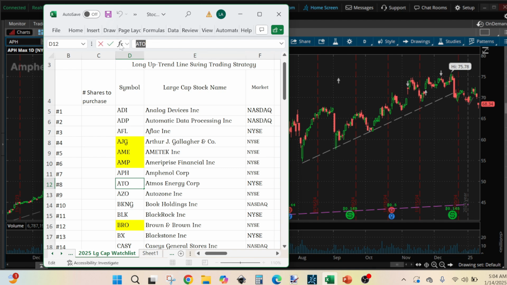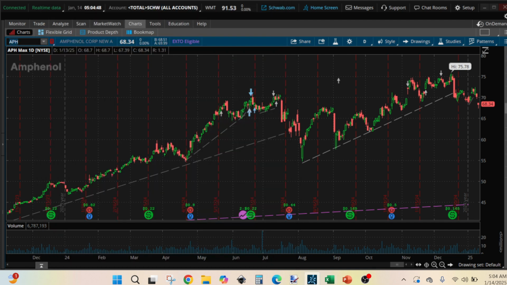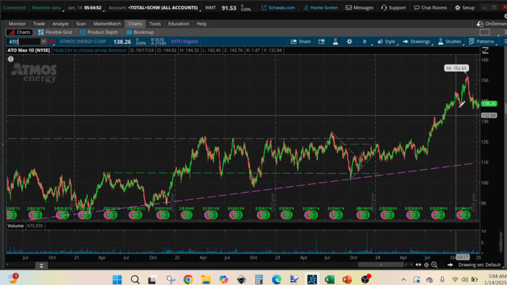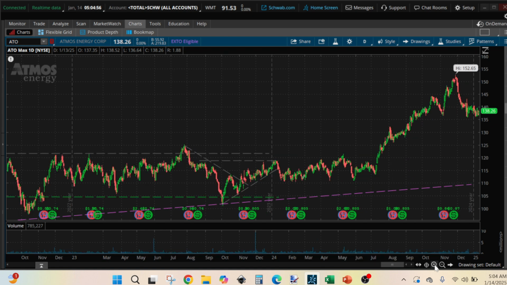ATO. So ATO is far from our trend line. It seems to be going down though. There is a consolidation going on here. It seems to be using this area as a support line to consolidate.